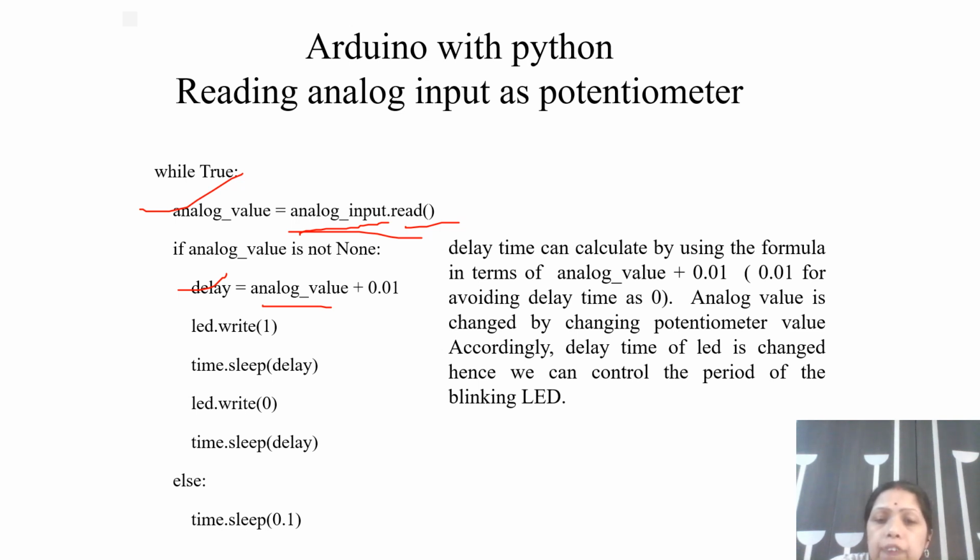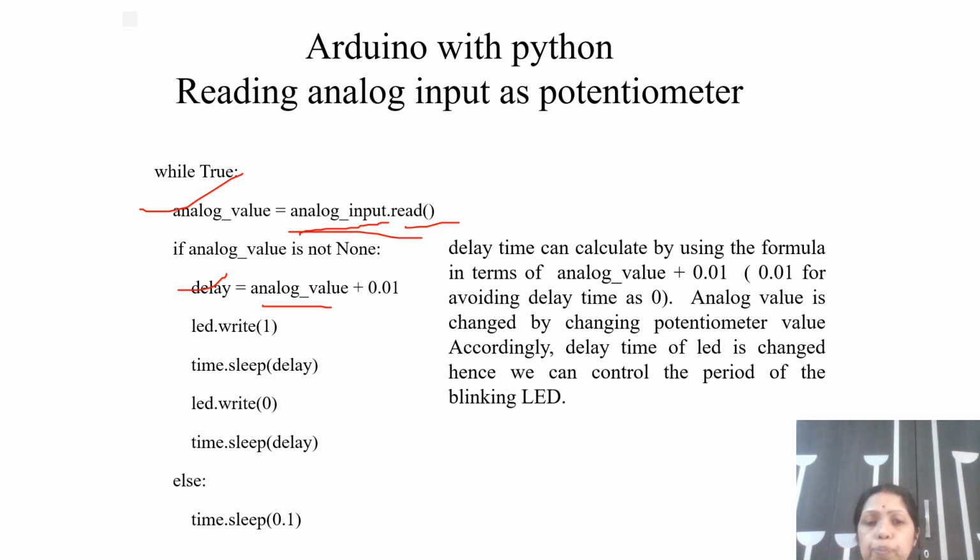Then after turning on the LED, it will be sustained for this period of time. So LED dot write. Whatever LED is connected, that pin configuration I have stored in an LED variable. That's why this is LED dot write. I want to store the data in LED, that's why the write function is enabled. So LED dot write within bracket 1.